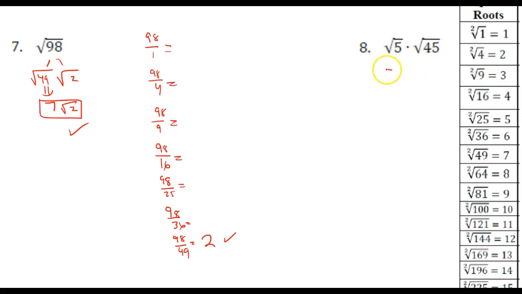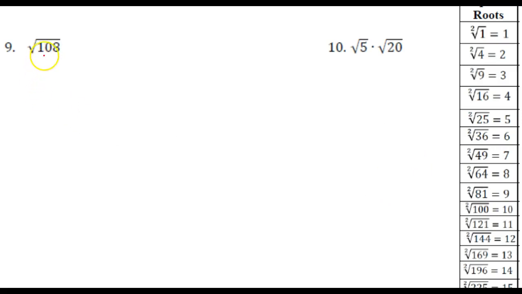That would be 5 times 45. So take some time, pause right here, figure out what that would be. And unpause, that would be 225, which I'm looking at my perfect square roots. I know you kind of can't see it, but the square root of 225 would be 15. So I can write that as a 15. Awesome. Let's continue on with number 9.